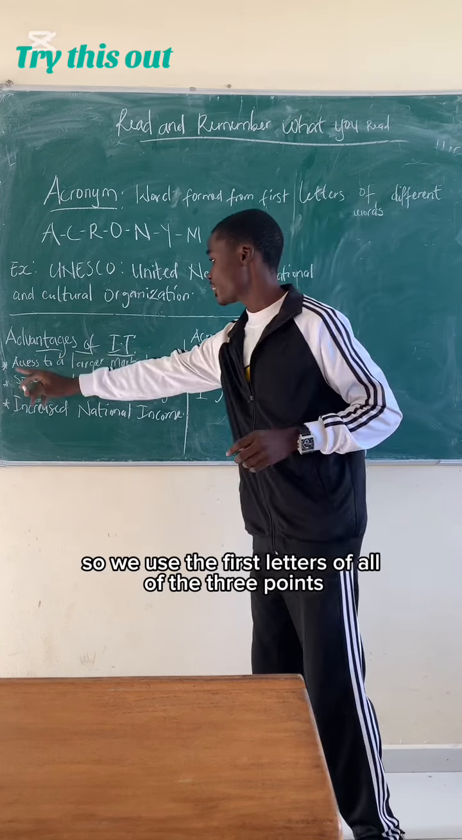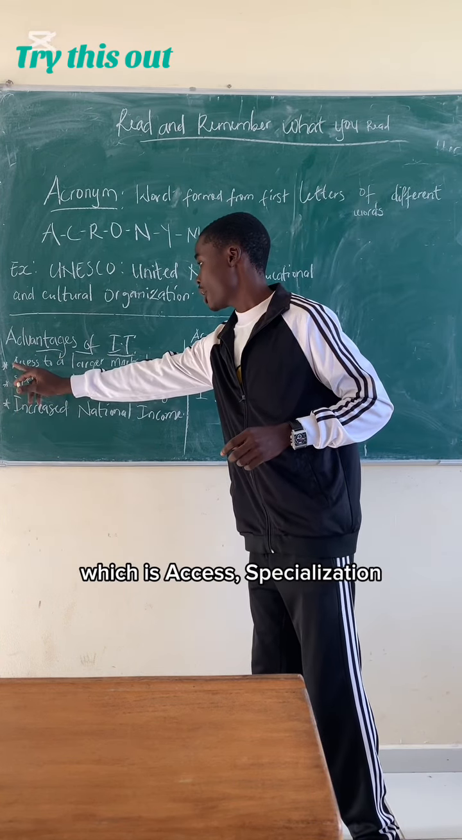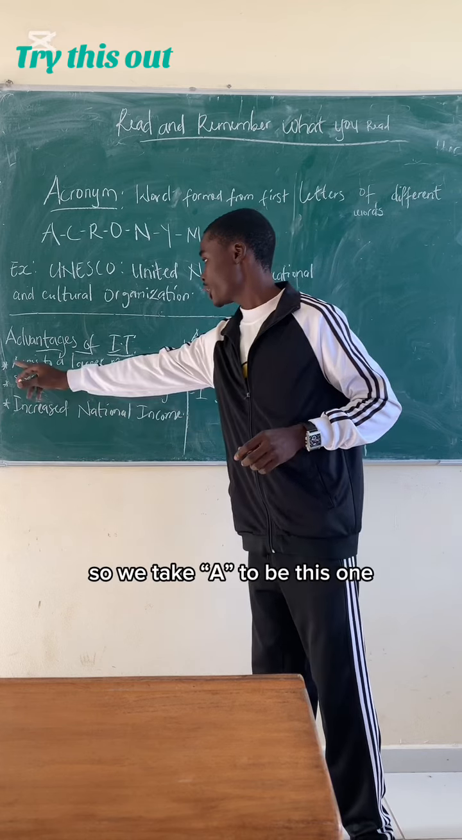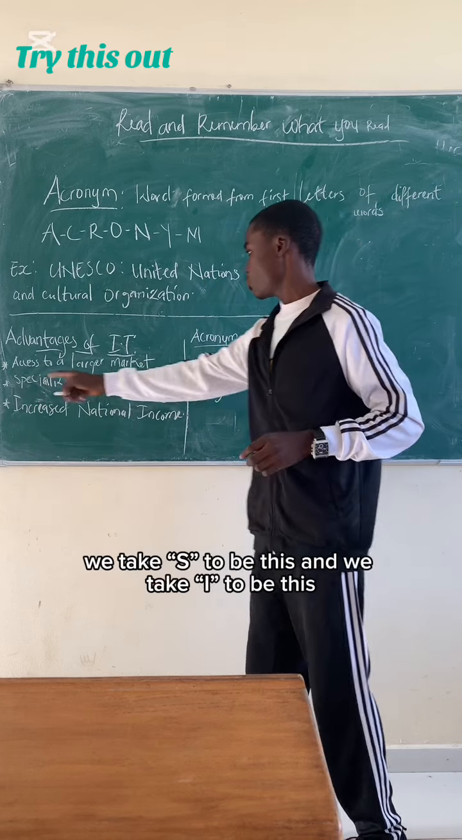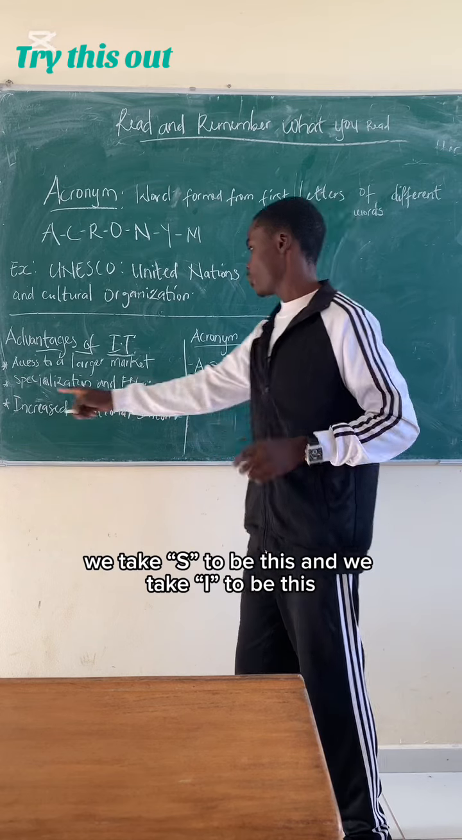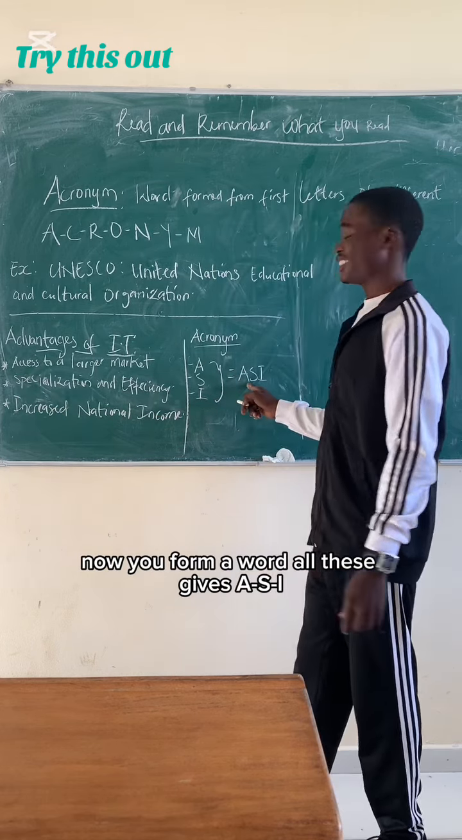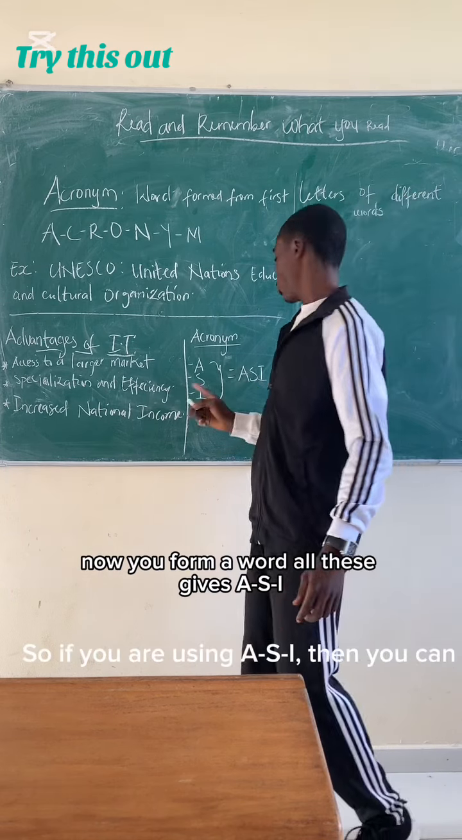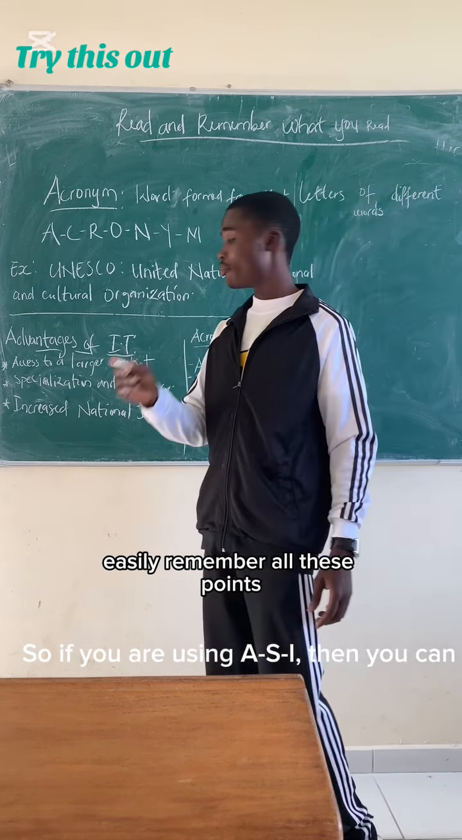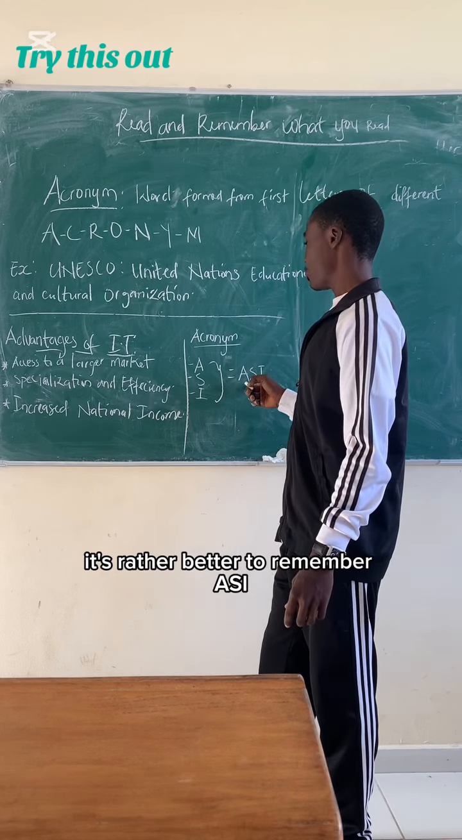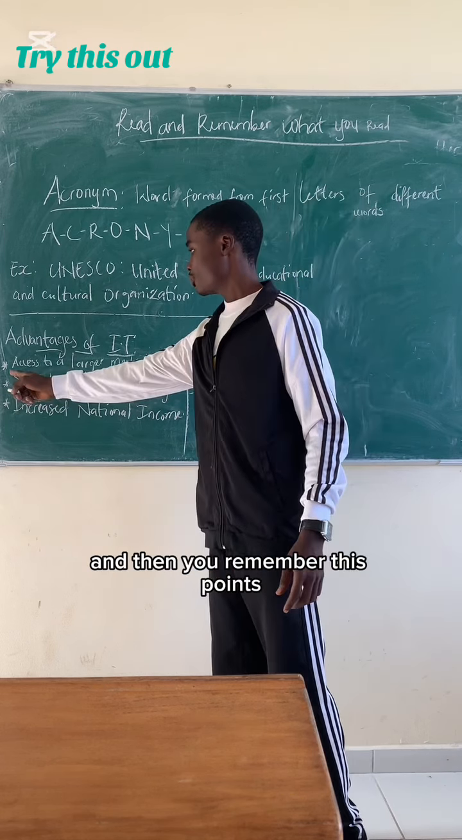So we use the first letters of all of the 3 points, which are access, specialization, and increased national income. So you take A to be this one, we take S to be this, and we take I to be this. Now you form a word. All this gives ASI. So if you're using ASI, you can easily remember all these points. It is rather better to remember ASI and then you remember this point.